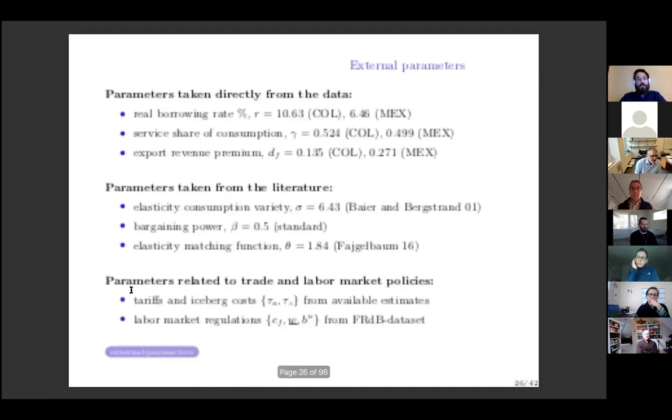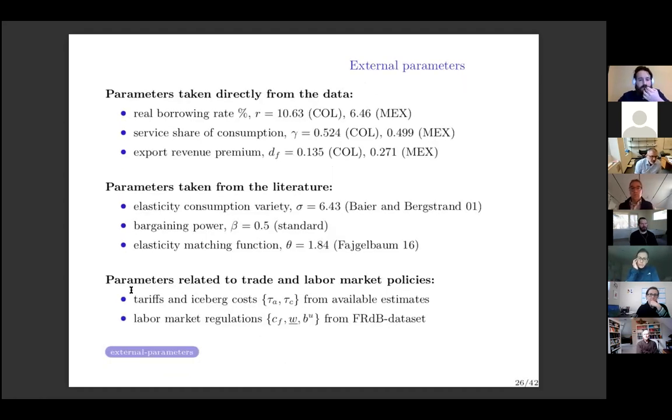Alessandro, I missed this. So this is a sunk cost model of exporting, or it's just a static exporting decision? I missed that. It's a static exporting decision.